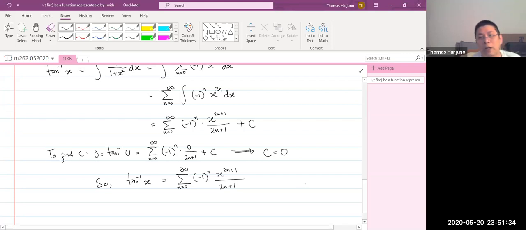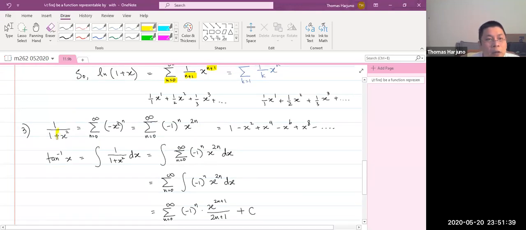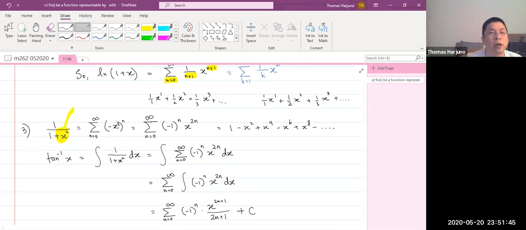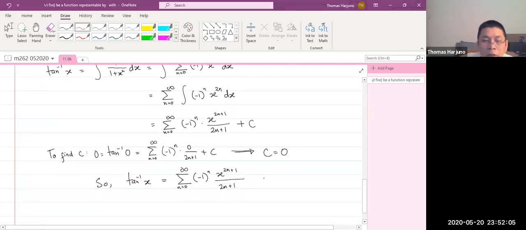Now, don't forget, we did start from the fact that the radius of convergence for this is 1. You see that what happened here is absolute of negative x squared has to be less than 1, and that implies absolute of x has to be less than 1. Therefore, the radius of convergence is 1. Now, according to our theory earlier, the radius of convergence here will still be 1.